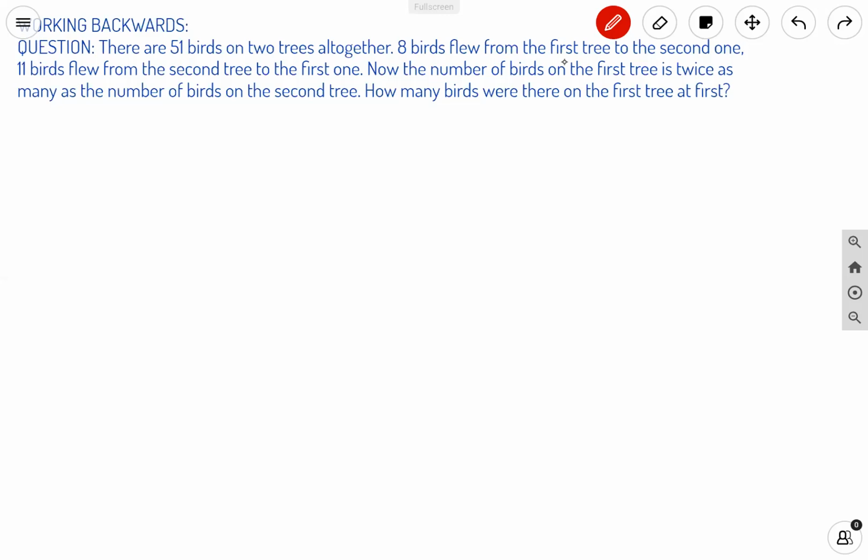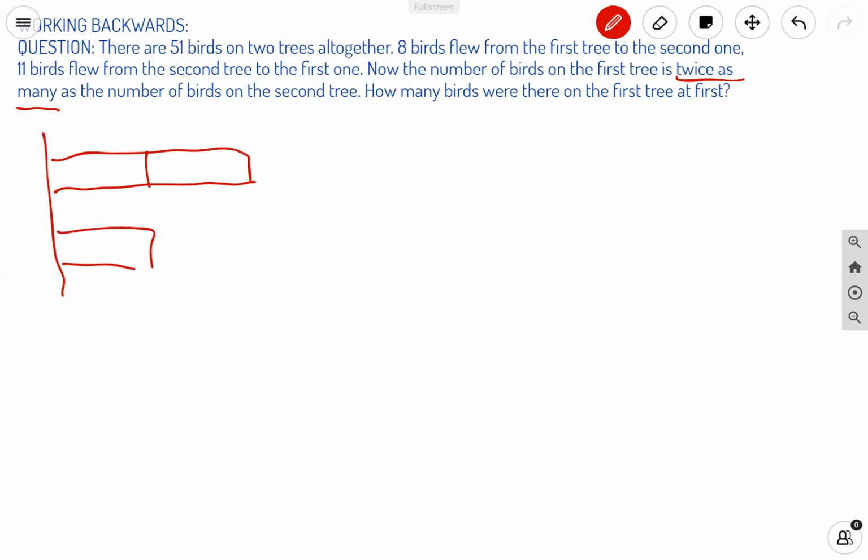Let's look at this. Now the number of birds on the first tree is twice as many as the number of birds on the second tree. So let's assume that the number of birds on the first tree now is 2 units, and the number of birds on the second tree is 1 unit. The total doesn't change, right? So it's still 51. So 3 units is 51. So how many birds are there in 1 unit?